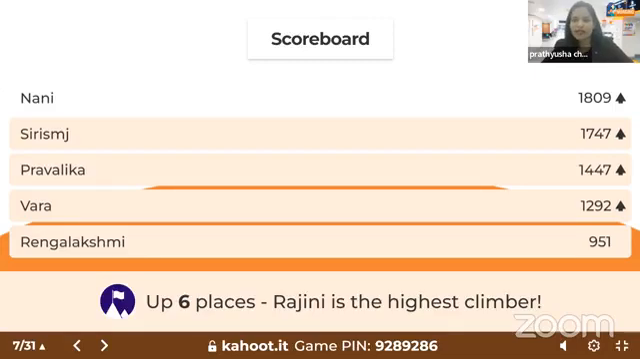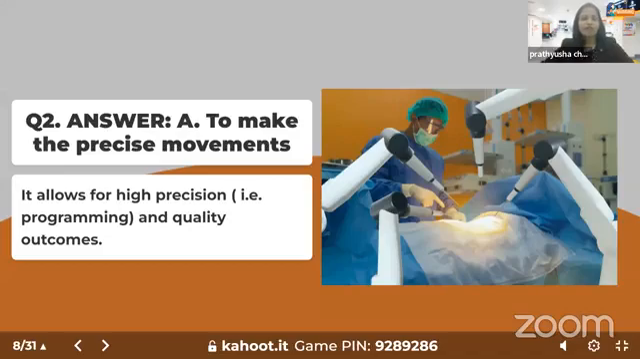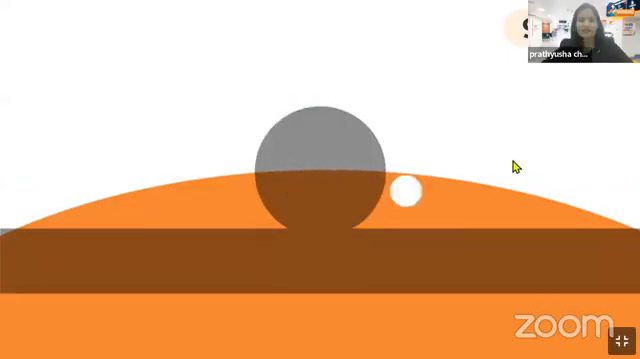Let me go back to the rationale for the answer. The answer is to make precise movements, which is why we use robotics in orthopedic surgeries. It allows us to have high precision, which comes from the programming, and the quality outcomes will be higher if we use this in orthopedic surgeries. That's the answer. Let us go to the next question. Again, fastest finger first.